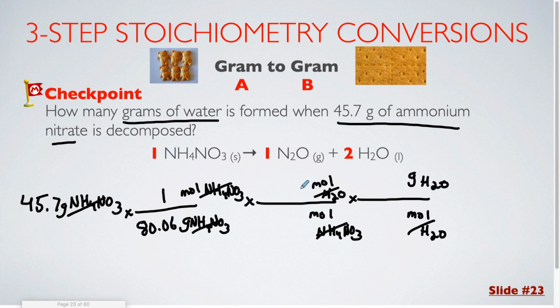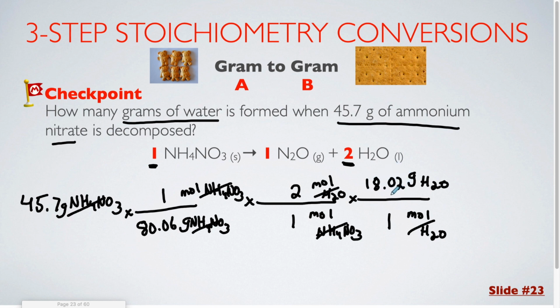The mole-to-mole ratio is always based on the balanced equation. So here I have 2 for the water and 1 for the ammonium nitrate. Between moles and grams, moles is always 1, and then grams is from the periodic table. So I have 2 hydrogens and 1 oxygen, so that's going to be 18.02.